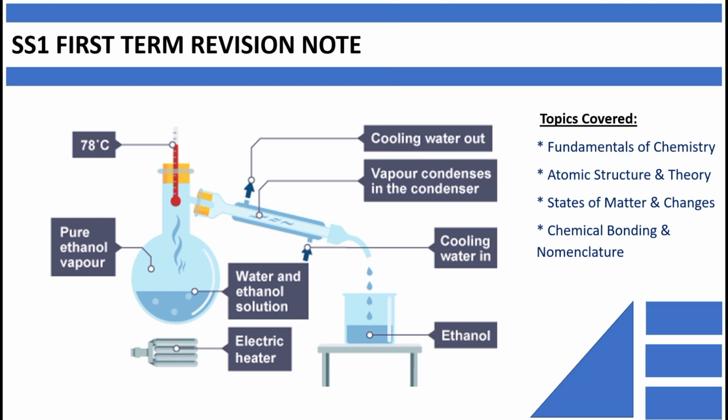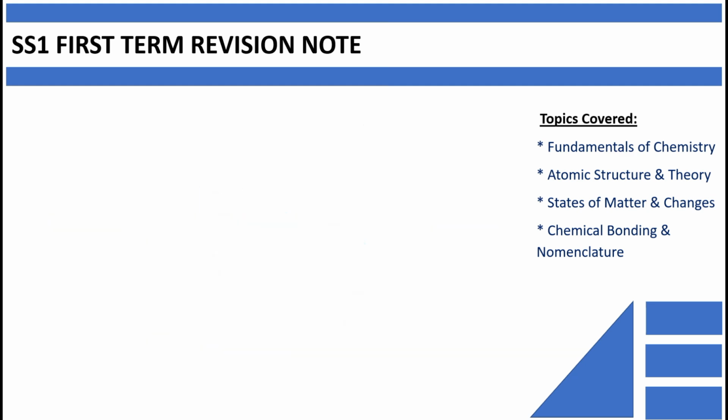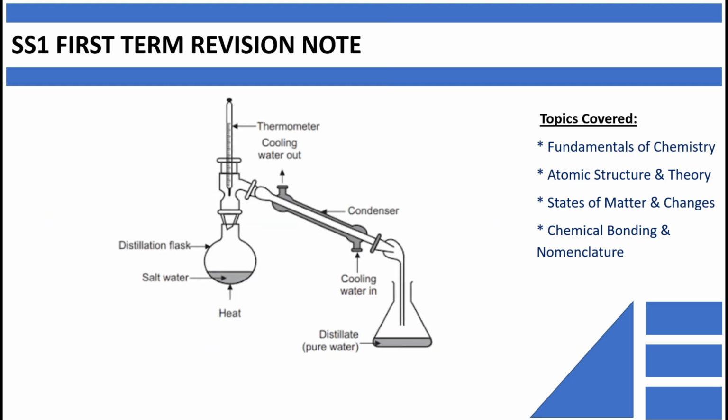But if you look at this, my diagram is talking about salt water. When we say salt water, we are trying to tell you that a soluble salt is in water, and we are trying to recover back the water, not the salt. So we heat it, the water is now evaporated, becoming gas. So we collect it through a condenser.